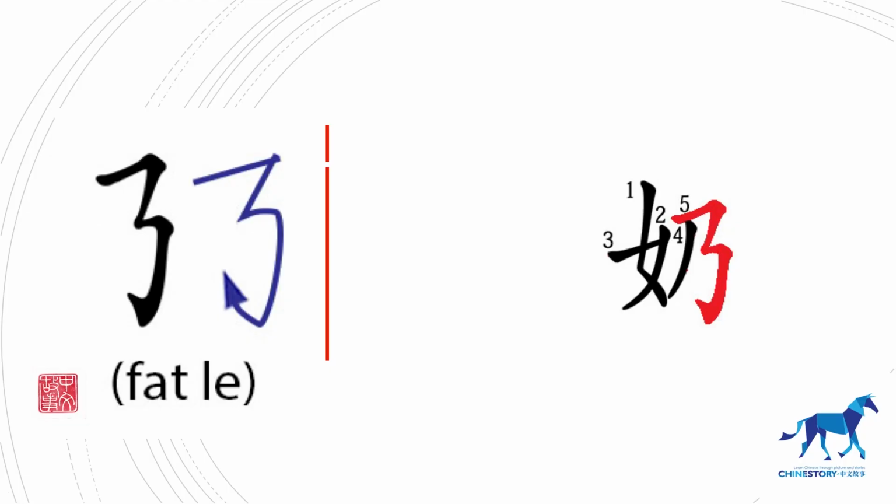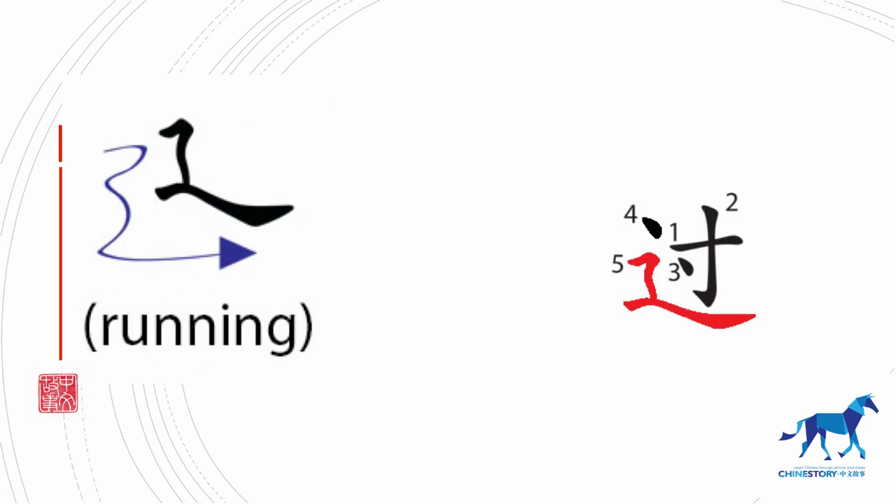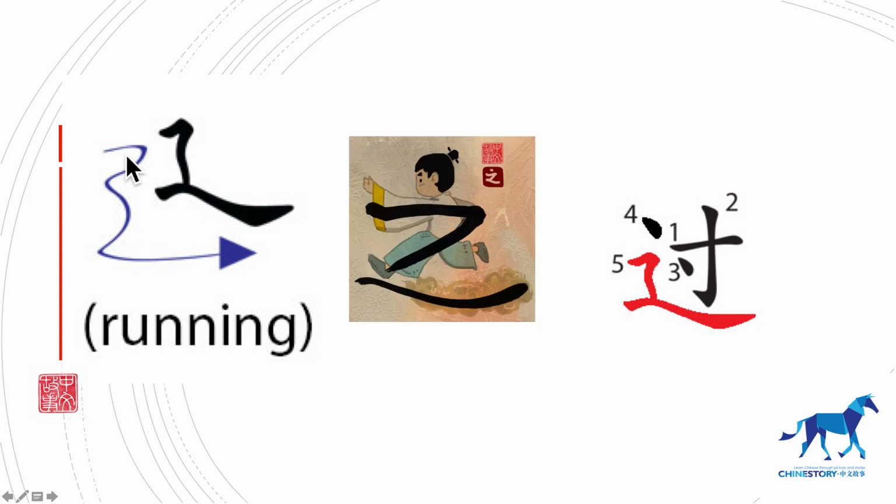Next is the cousin of Le. It's called Fat Le just because the stroke rides a little bit wider. Then another cousin of Le with left swing. Finally, the last member of the distant relatives is called running. Does it look like a person running or jogging with arms swinging back and forth? It's one big fluid stroke flowing down.